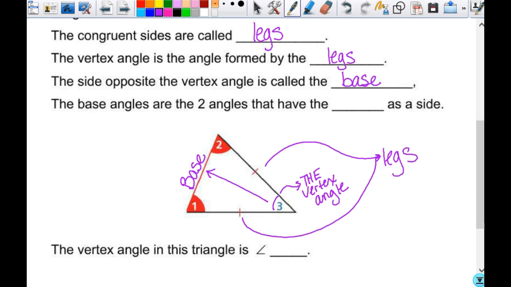And then the base angles are the two angles that have the base as a side. All right, yep, makes sense, right? So these are the base angles. Everybody okay with all that? Vocabulary is important? Yes, sir.